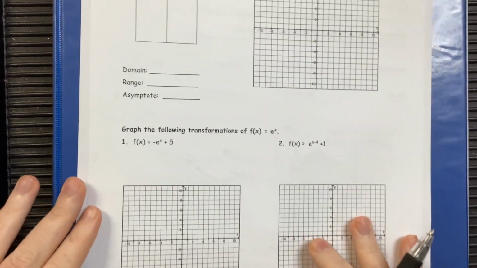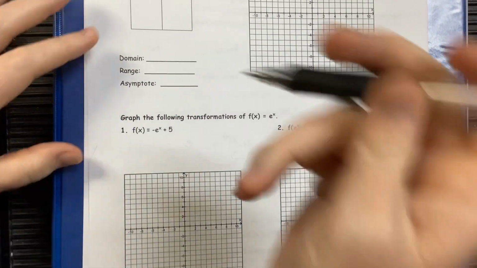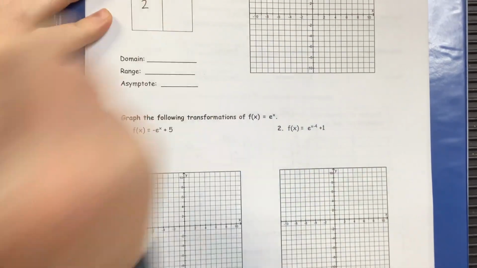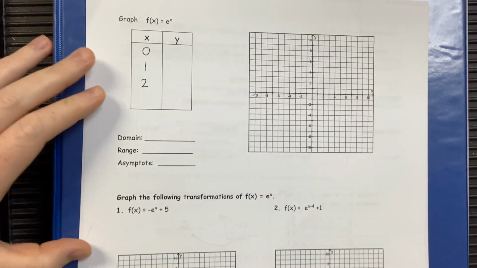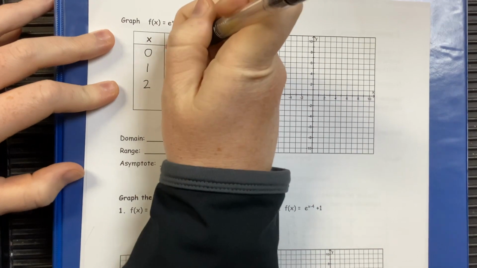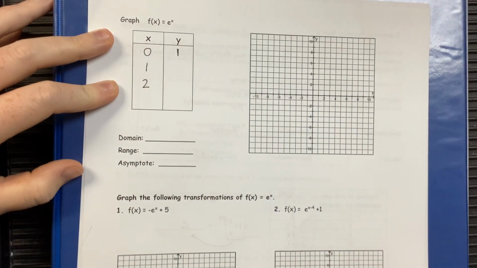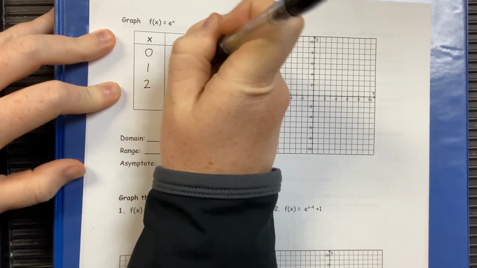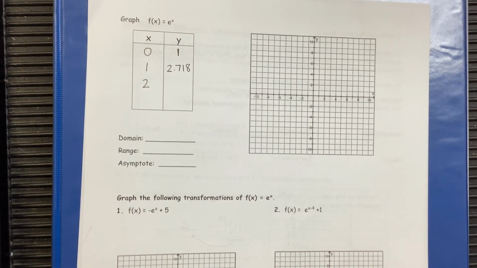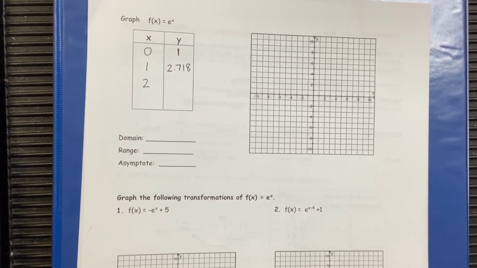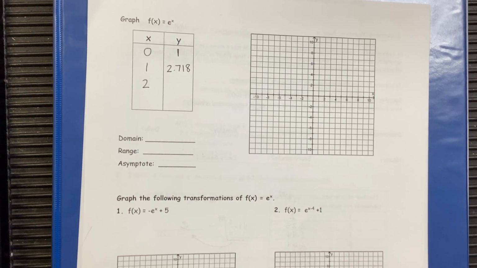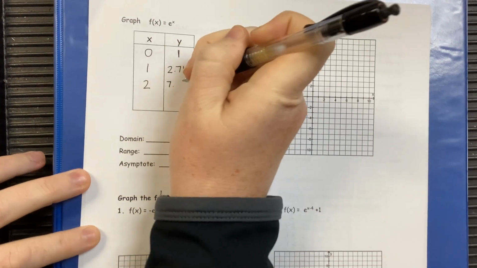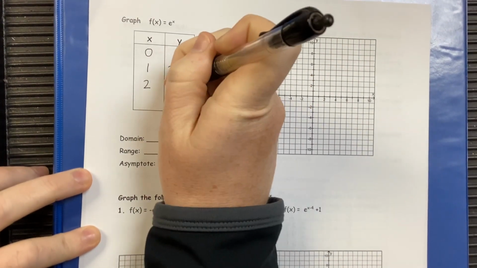So let's go ahead and graph what E would look like. So we're always going to start at 0, then we have 1, then we have 2. All right, just so we can get an idea of what that graph looks like. Anything raised to the 0 power is going to be 1. Anything raised to the 1 power is going to be itself, which I just told you is 2.718. And then if we take that 2.718 and we square that, we're going to end up getting about 7.388.